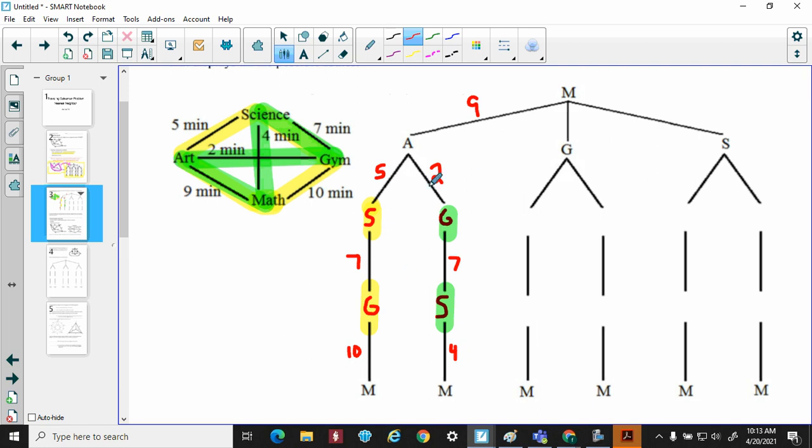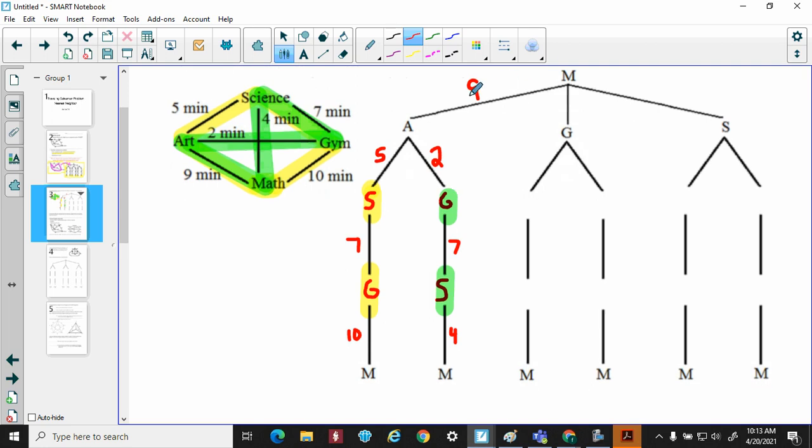So when I add all this information up, if I add up this entire route, 9, 2, 7, 4, that would be 22 total minutes for the green path. Then for the yellow path, which I'm highlighting just so you can see it, that would be a grand total of 31 minutes. So we have two circuits, each starting and ending at math, with 2 different times.